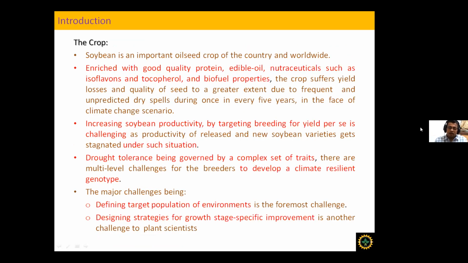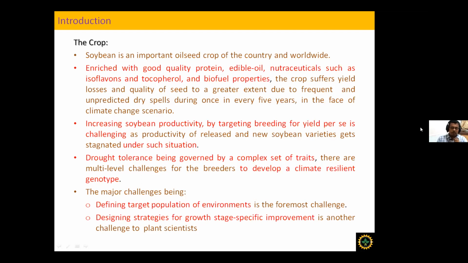Just to begin with the introduction, the crop, as you all know, and whosoever is new to the soybean crop, soybean is an important oilseed crop of the country and worldwide, enriched with good quality protein, edible oil, nutraceuticals such as isoflavones and tocopherol, and biofuel properties. The crop suffers yield losses and quality of seed to a greater extent due to frequent and unpredicted dry spells, once in every 5 years in the face of climate change scenario.